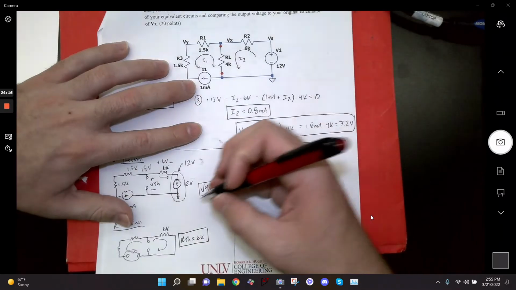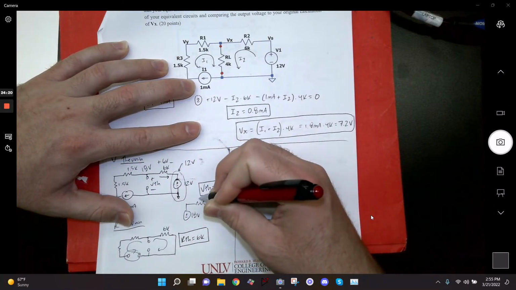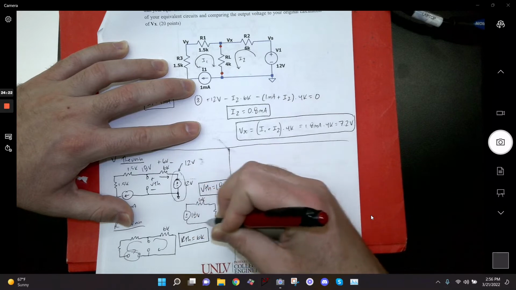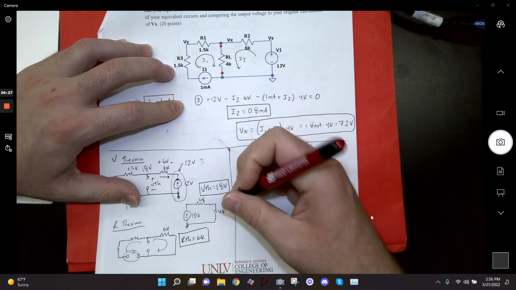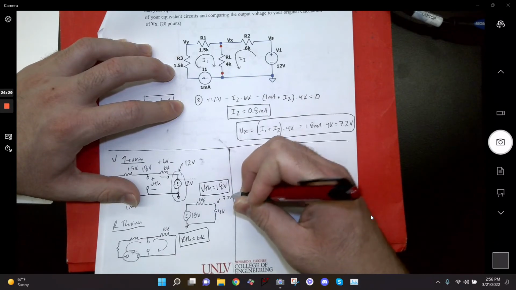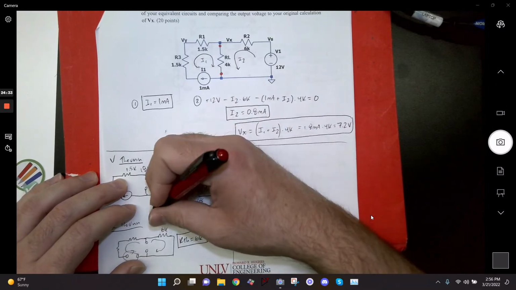And then if I were to draw my little equivalent circuit, it would just be an 18 volt source with a 6K. And then my load, what's my load? 4K. And so if you do that voltage divider, you should get 7.2 volts right there. So that's my Thevenin equivalent.